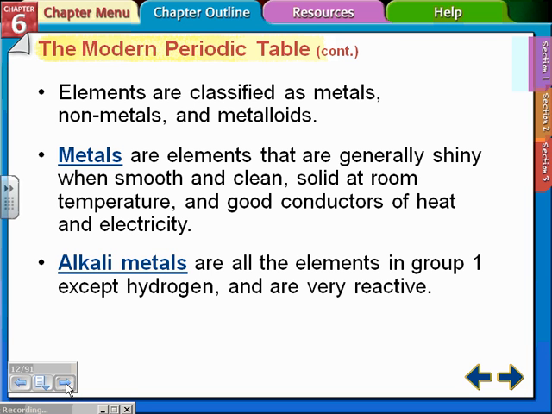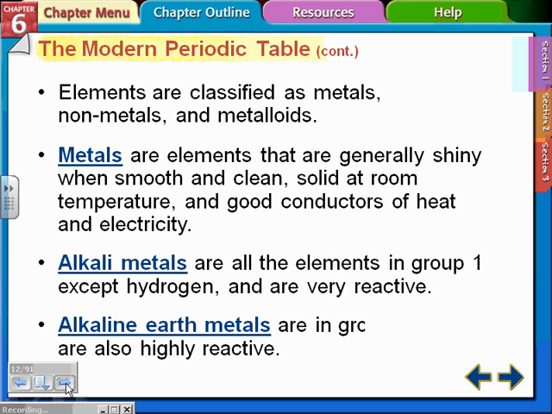Group 1 elements are known as the alkali metals. They're very reactive and you don't actually find them free in nature, meaning you can't go to a mountain and dig up sodium or lithium or potassium or any of those alkali metals. You would find them combined with other elements, and they have to be chemically separated from those elements in order to achieve the pure substance. The alkaline earth metals, those are group 2. They're also highly reactive. You're not going to find them uncombined in nature either.